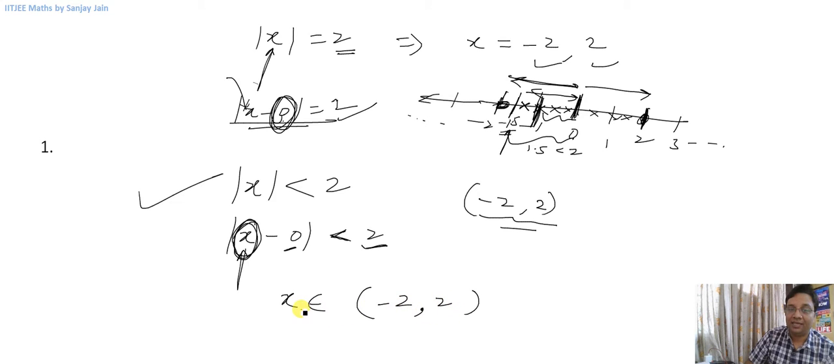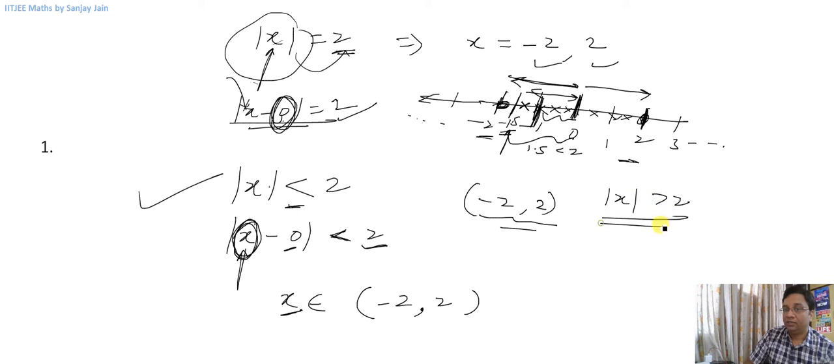That means x lies somewhere between these two numbers, -2 and 2. But it cannot be 2 or -2, right? Because when it is 2 or -2, then mod of x will be equal to 2 and not lesser than 2. In the similar fashion, we can explain mod x greater than 2, right?